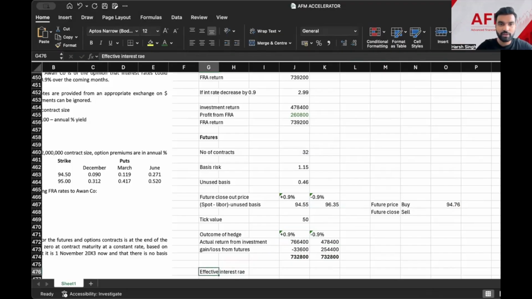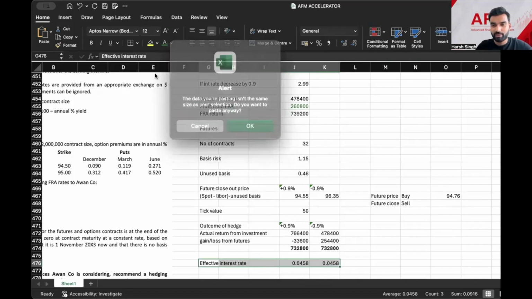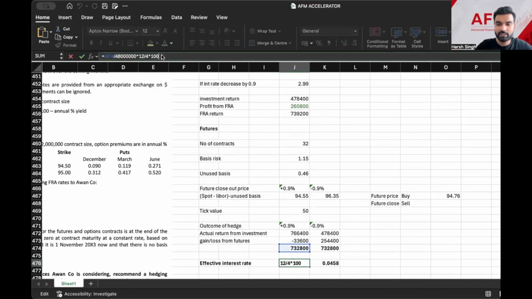Now when I go and find out effective interest rate, everyone, what will happen? My this amount divided by the borrowing amount, everyone? 48,23,123 multiplied by 12 by what is the month over here? 4, right? So now, if you are taking futures, no matter whether your interest rate increases or decreases, your effective interest rate is going to be 0.0458. If you multiply it by 100 as well, it will make things a little easier for you.